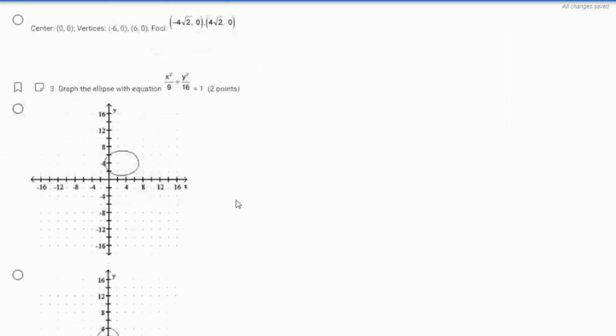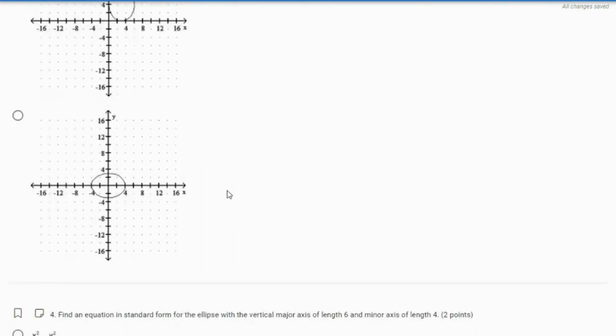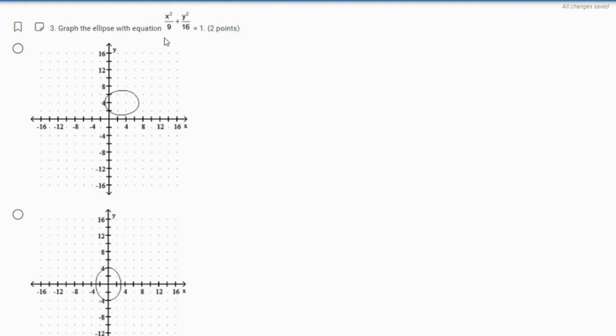Which of those is it? Let's see. Graph the ellipse with this equation. a squared is 9, b squared is 16. That should tell you whether it's up and down or left and right, right? And also should tell you what the center is because you've got x squared and y squared. So which of these 4 graphs would that be? Oh, that's not too hard. Because you know a and b, which one's bigger. That tells you whether it's horizontal or up and down. And you can see h and k is 0.